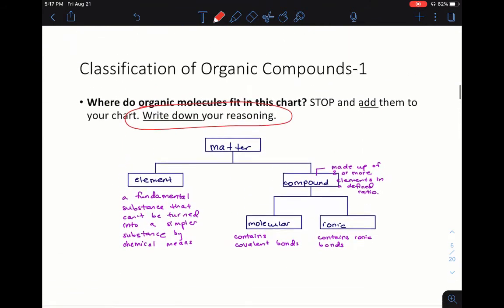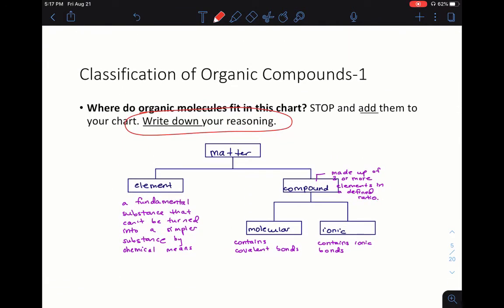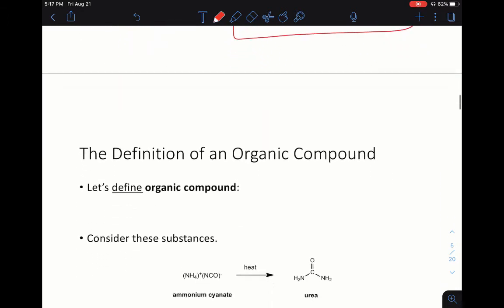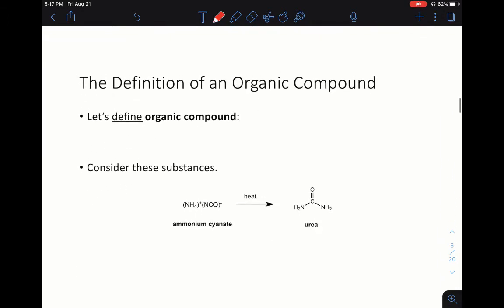Okay, wherever you put organic compounds is fine, as long as you put them somewhere under compound, then it's fine. All right, let's move on. We're going to come back to it, don't worry. So let's just define an organic compound, just like we defined molecular and ionic compounds on the previous slide.